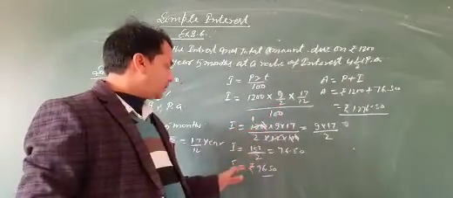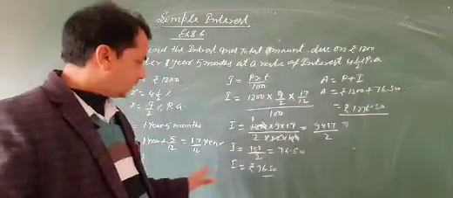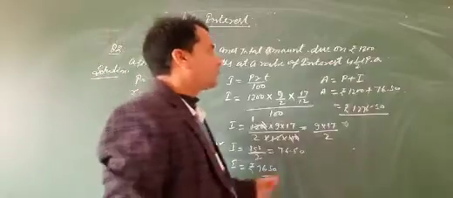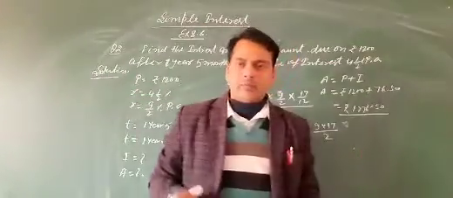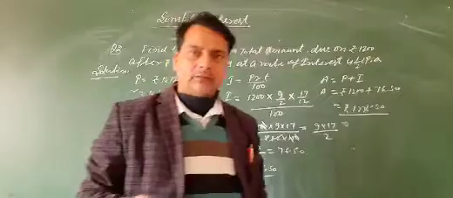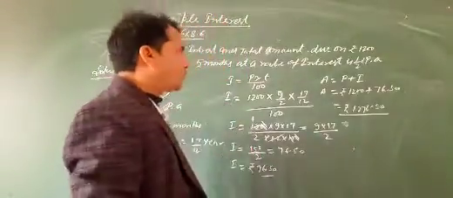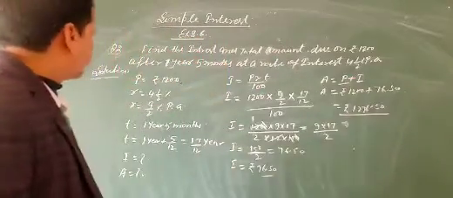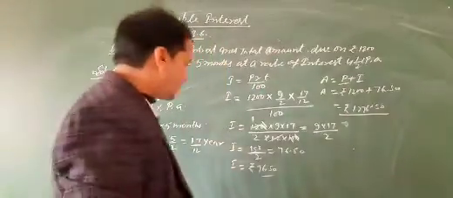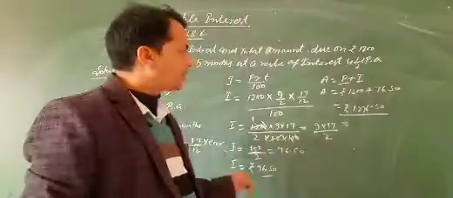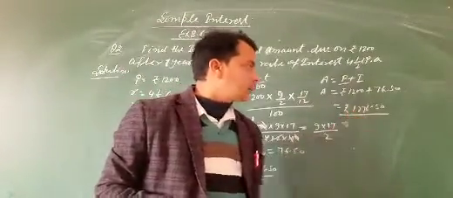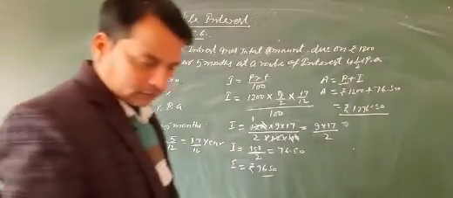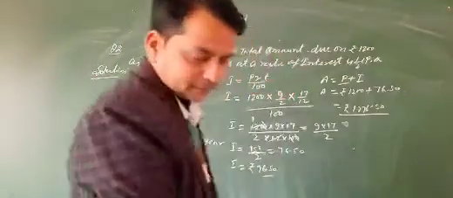Then simplify here, then interest equal to 76.50. Then total amount, we know that the sum of principal and interest is equal to the total amount. So principal is given here 1200 and interest is 76.50, then total amount 1276.50. Now the question number 3rd.